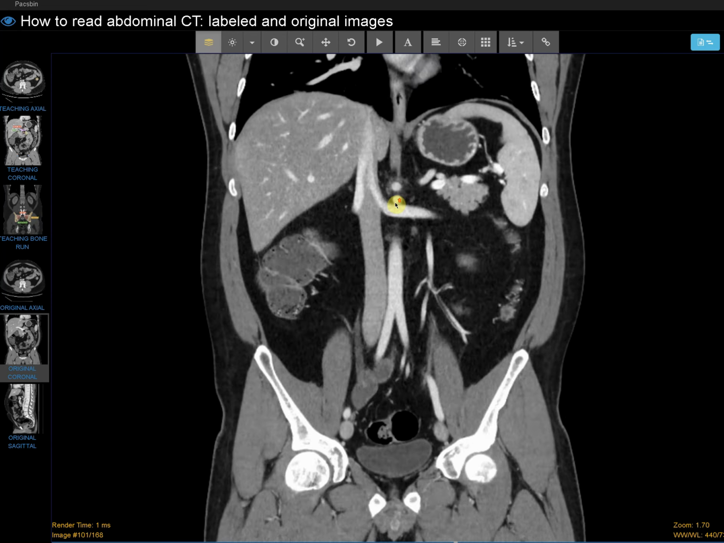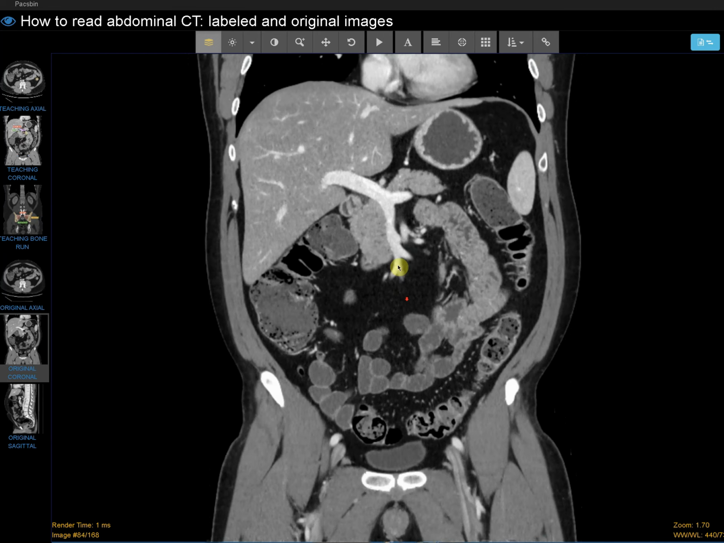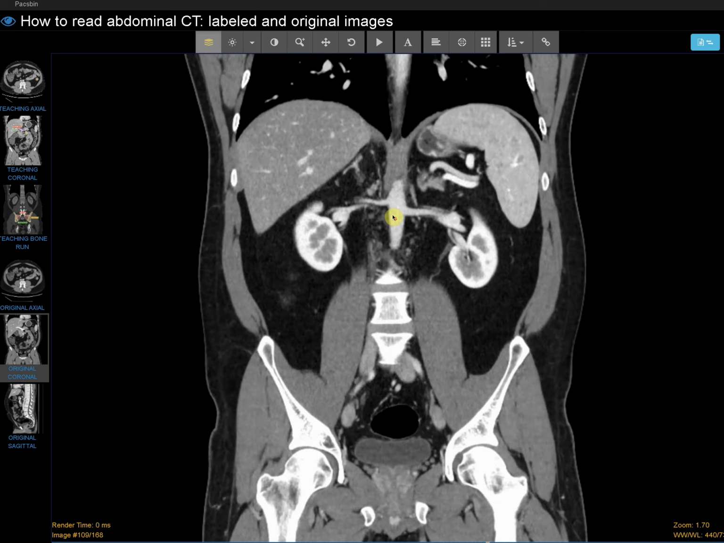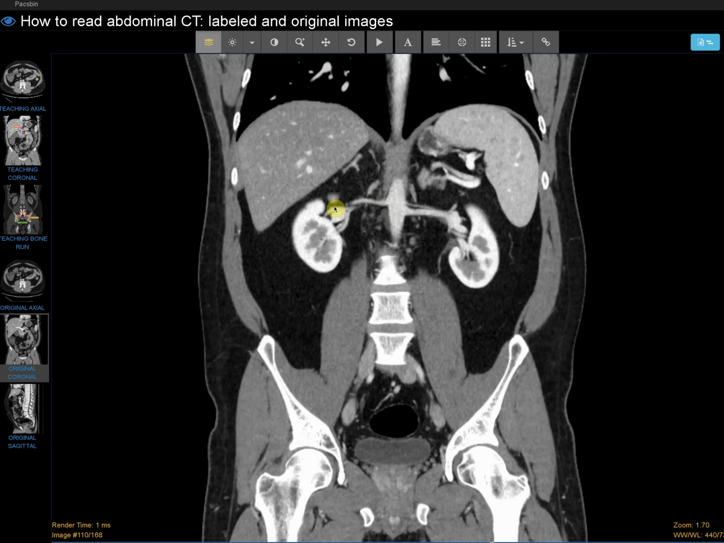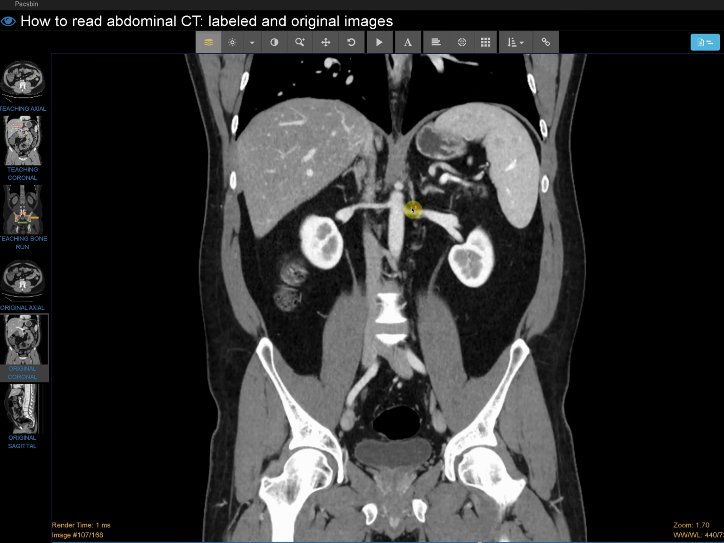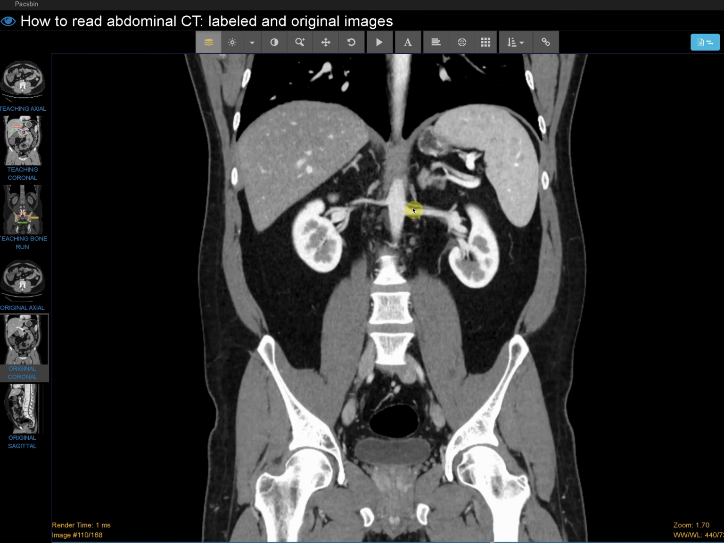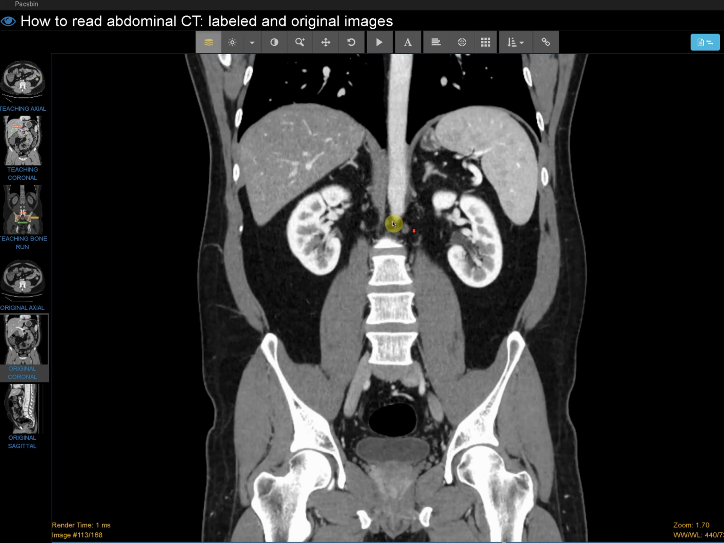The second branch is the superior mesenteric artery that we see right here coming down. We can also see the renal arteries, the right renal artery and the left renal artery. And in this case, this person has two left renal arteries, the dominant one and the less dominant one.